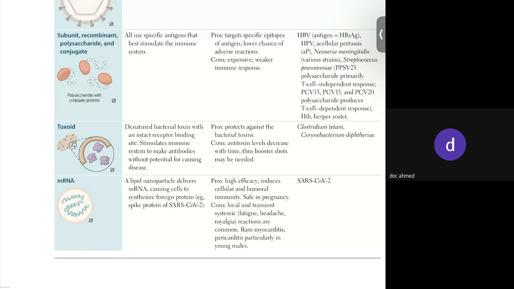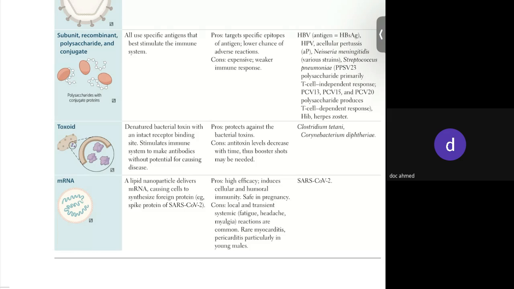So what's going to be the pros? It would protect you against the bacterial toxins. What are going to be the cons of this? You can have antitoxin levels decrease with time, right? The antitoxin level can just go down with time. So for that, we have to keep on reminding your body again and again with booster doses. Does it make sense?